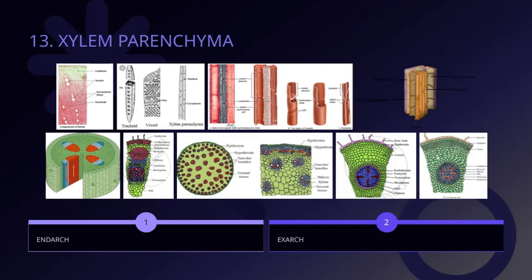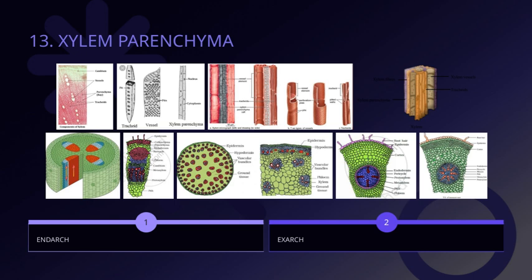All right, let's take a closer look at this slide. Here, we're seeing some key terms related to plant tissue organization. First, you'll notice the labels exarch and endarch. These refer to the types of xylem development, which is essential for water conduction in plants.